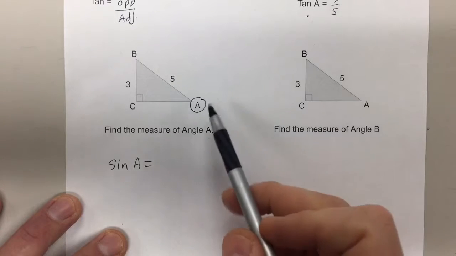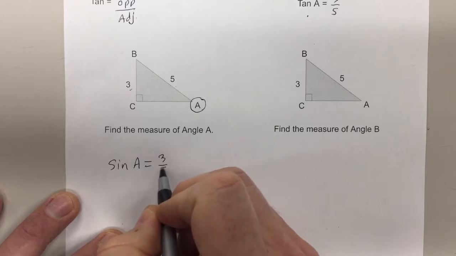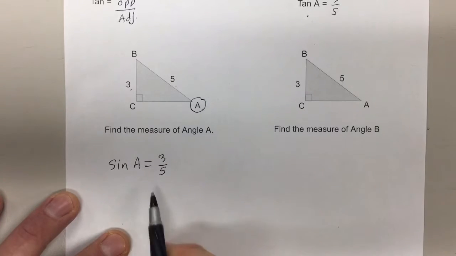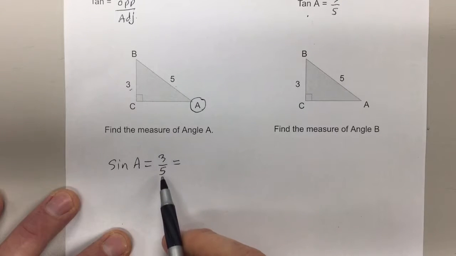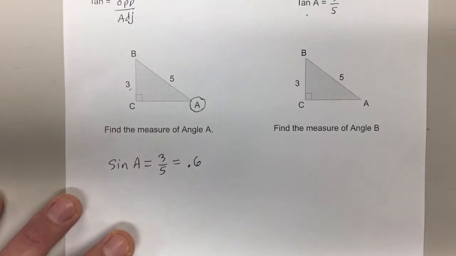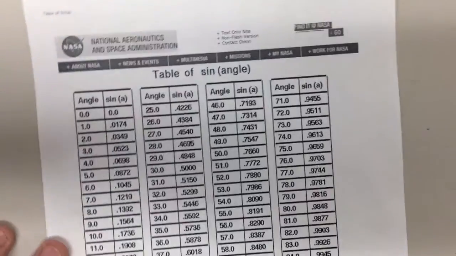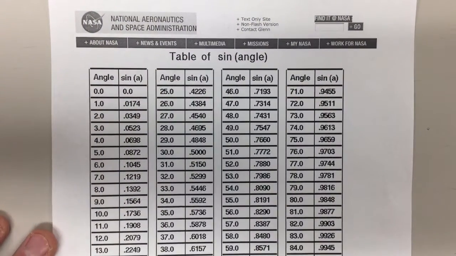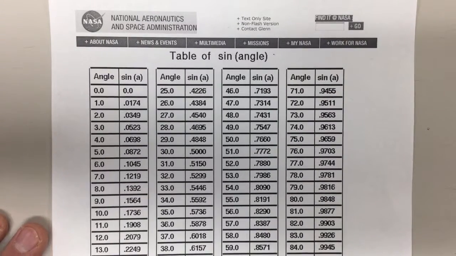Now, sine of A should equal the opposite side over the hypotenuse, so 3/5. Now, turn this fraction into a decimal by taking 3 divided by 5. 3 divided by 5 is 0.6. Now, all trig functions come with a table. This is a table of sine. There's also a table for cosine and another table for tangent.